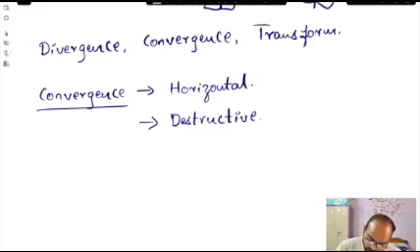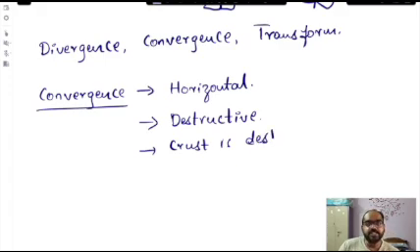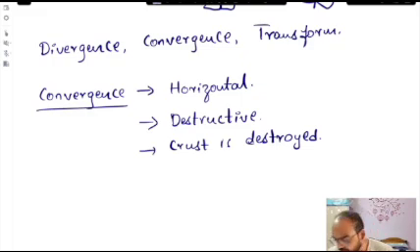Here, crust is destroyed. Why is it destructive? Crust is destroyed because the denser crustal part subsides down into magma. So it is destroyed. So plate convergence is destructive in nature. Moreover, this convergence can happen in three ways.